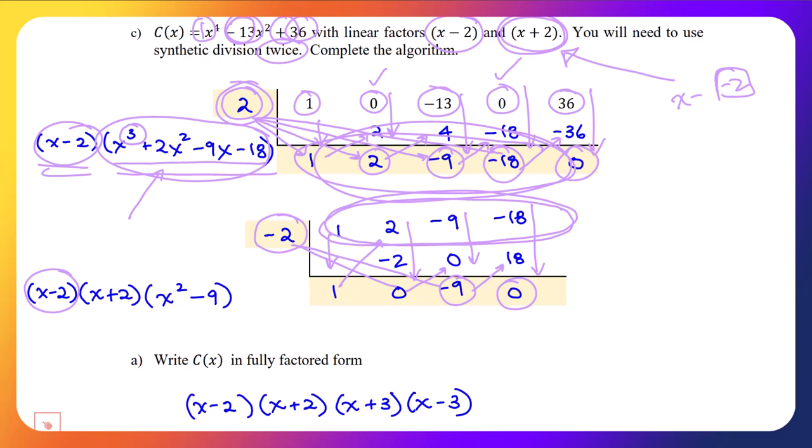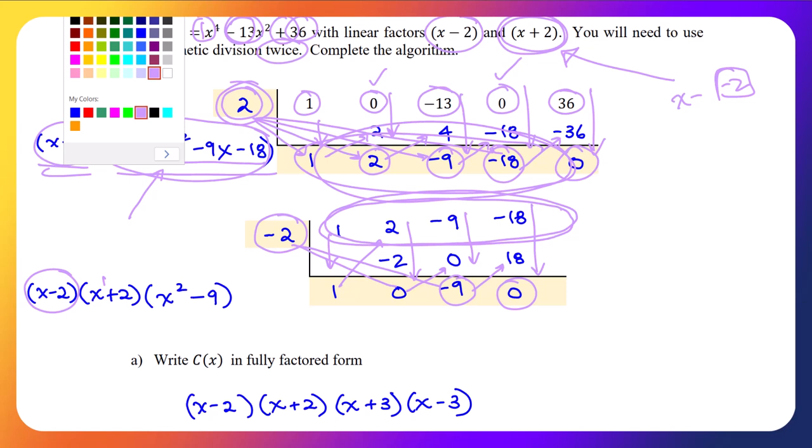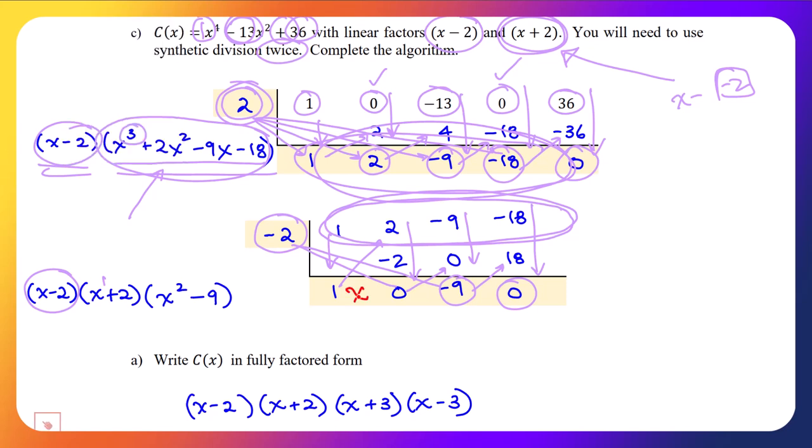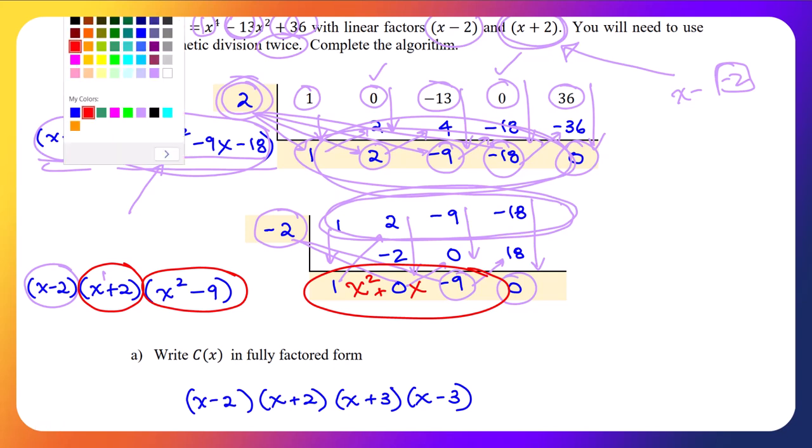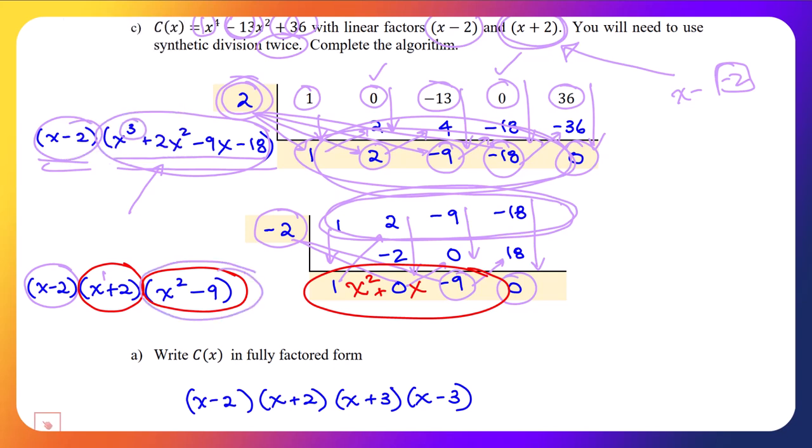So this was third degree. I'm dividing by a first degree. So the quotient must be second degree. And there's a 0 term there. That's the missing term. And so I have x squared minus 9 from the division of x plus 2. Then, of course, I hope you see it, that we can factor the x squared minus 9 into x plus 3, x minus 3, one of the easier kinds of factoring.